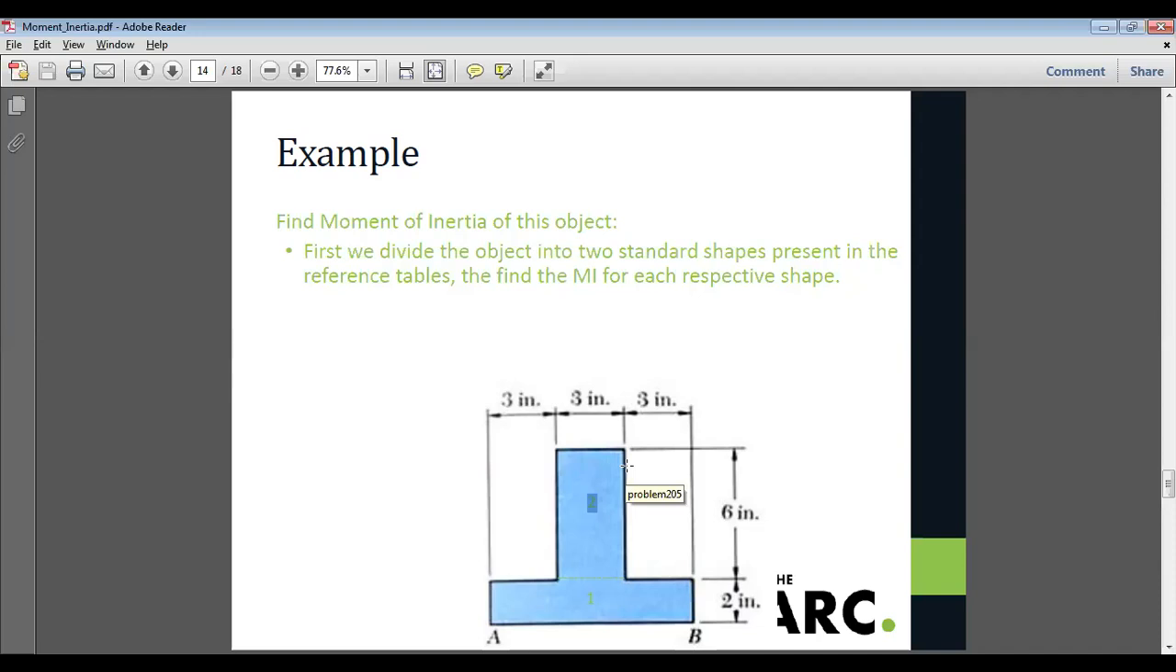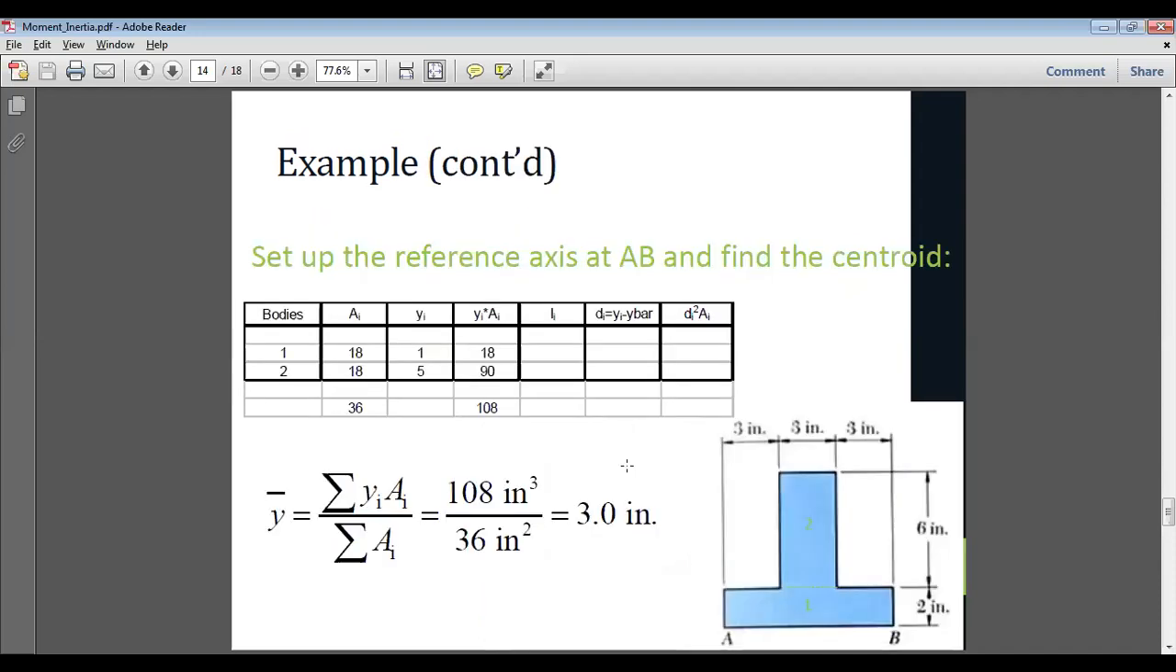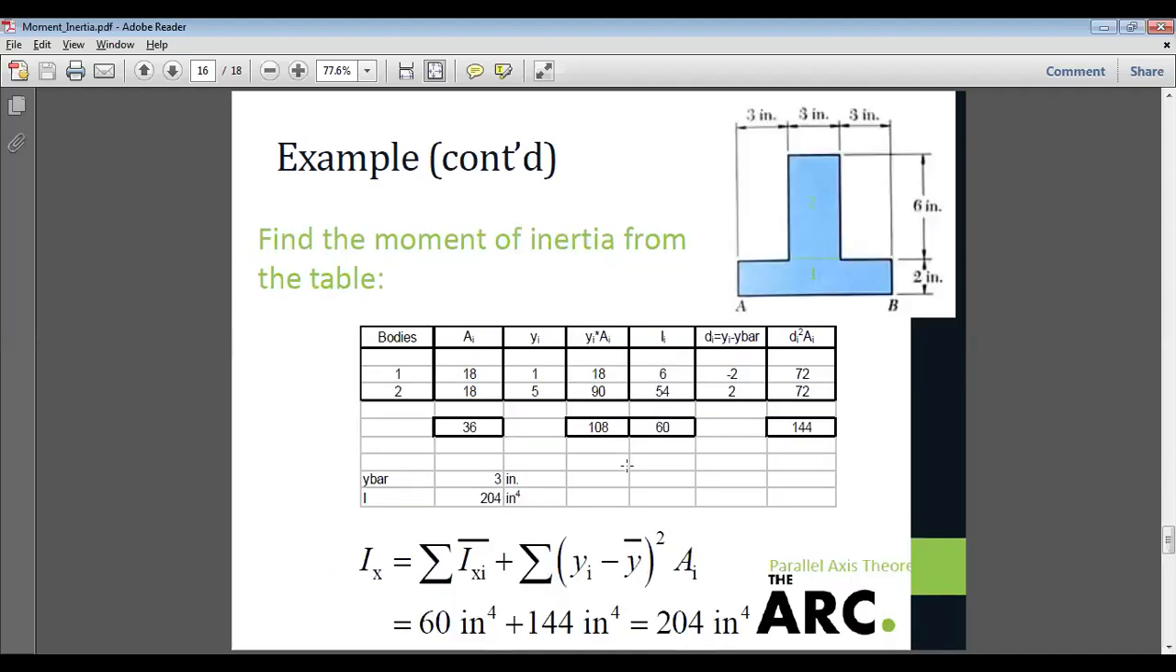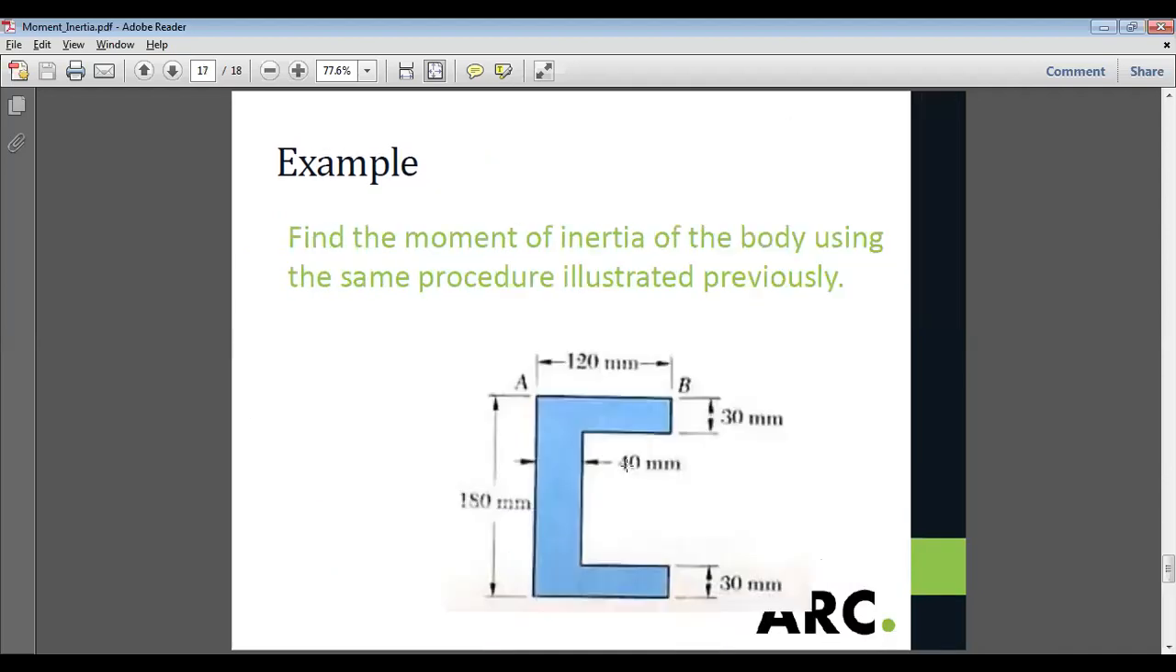For simplicity, and for not spending much time on this topic, we are calculating just two sections. The inverted T section we have discussed earlier. Today we'll be discussing the C section, and we'll find the C section's moment of inertia.